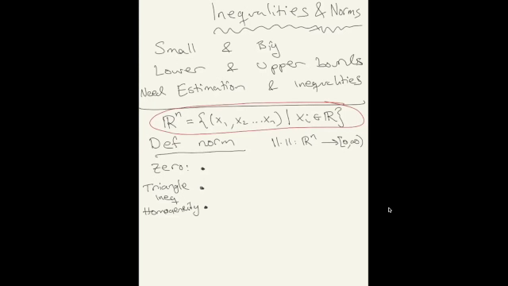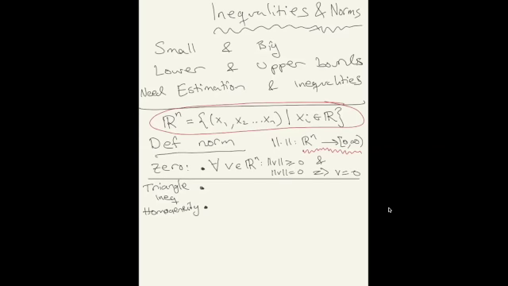So first, a definition of a norm. A norm is a function from Rn to non-negative numbers, and it satisfies three properties. First is the zero property, or zero axiom, that states that for all vectors, for all elements of Rn, the norm is non-negative, and if the norm is zero, then the vector is equal to zero. So that's the zero property.